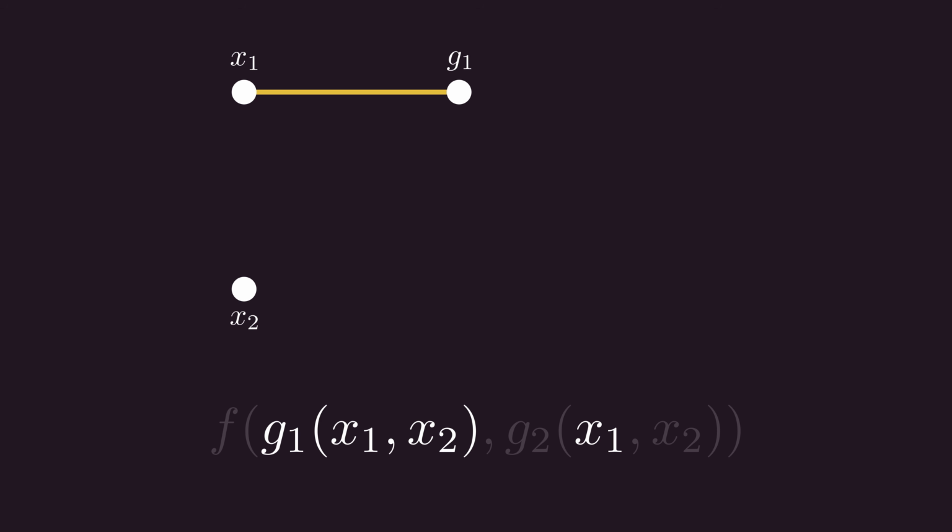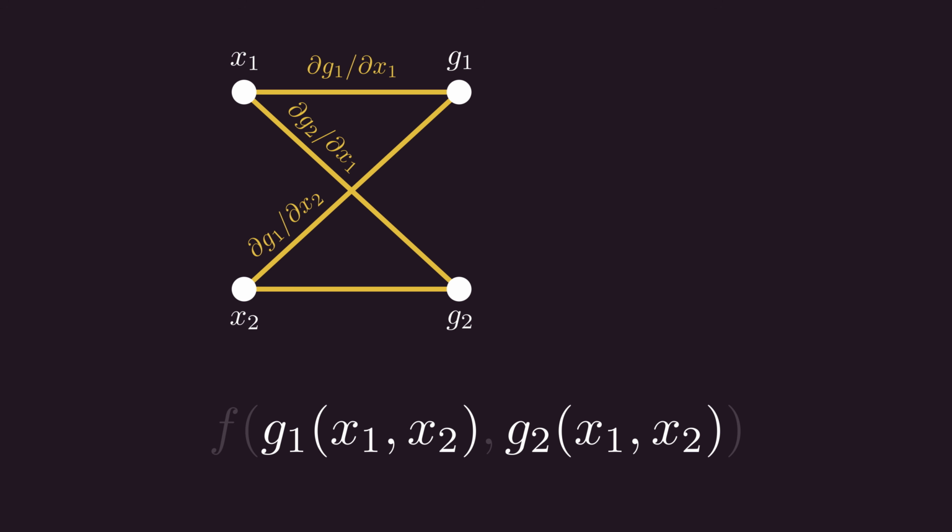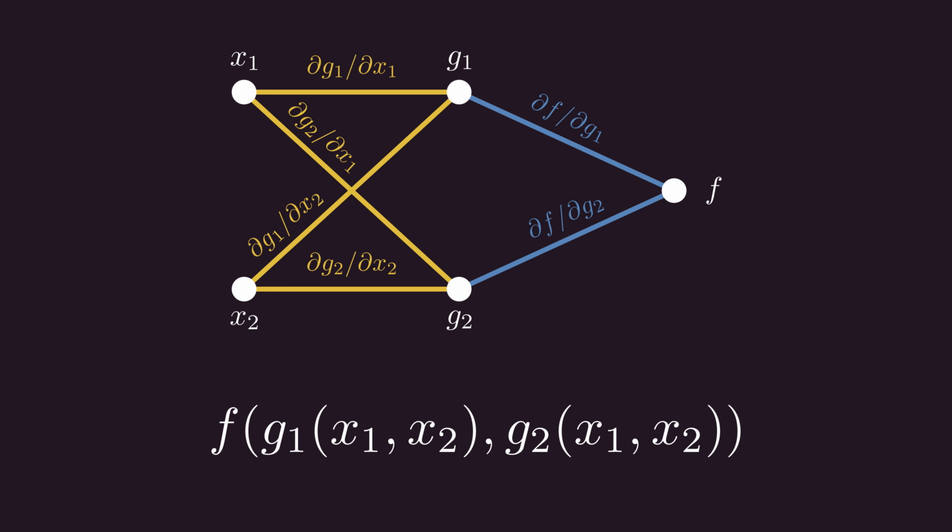Consider the expression f of g1 and g2, where g1 and g2 are functions of x1 and x2. Here, the two input variables are x1 and x2. The first layer consists of g1 and g2, both are functions of x1 and x2, while the final output variable is f.